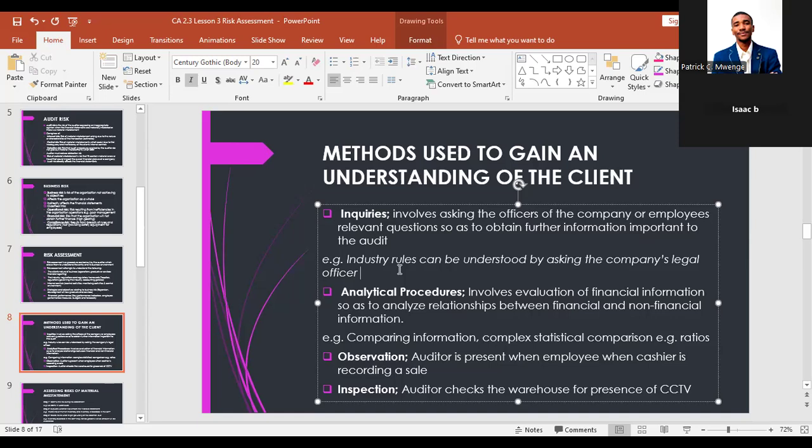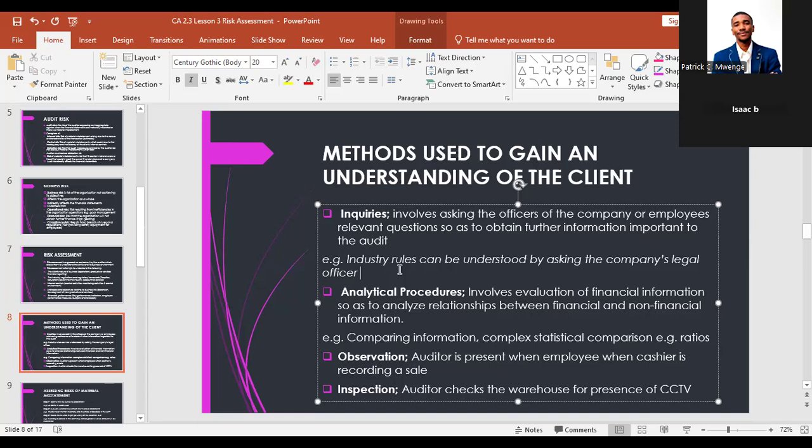We also ask employees of the company, right? How do you manage your inventory? Do you have CCTV here? So that's what inquiry is. You just go to the client's business and you ask relevant questions which are going to inform that particular audit that we're about to undertake.